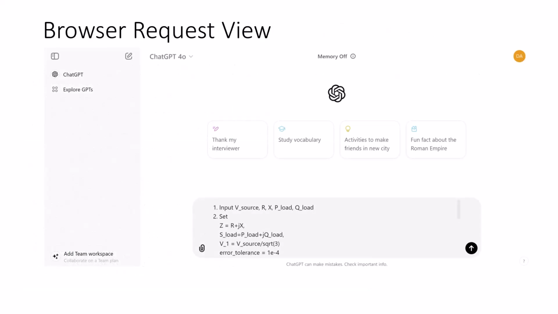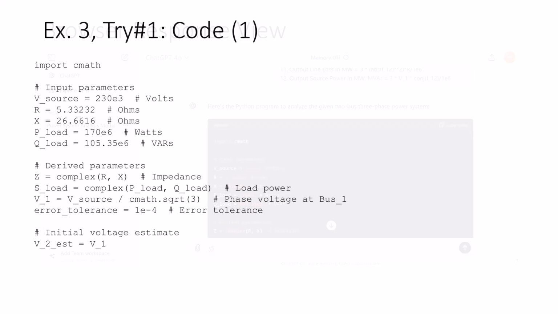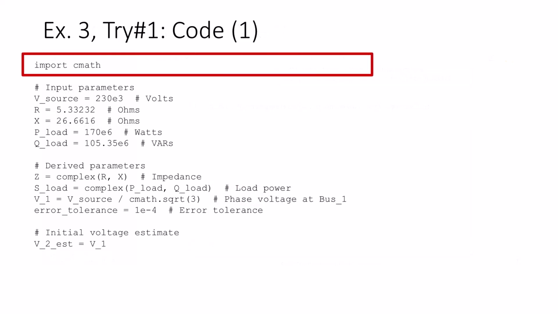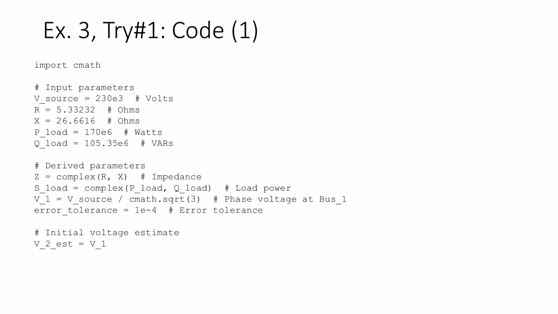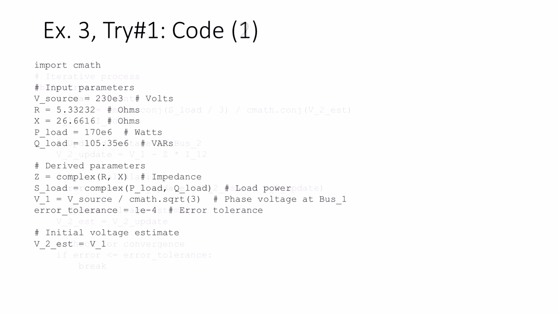So as before, we enter the request into ChatGPT using a new session and get the code in the same format as before. In this code, we use the Python CMath library for the square root function. What is convenient about providing the flowchart is that the variable names now all correspond to what we defined beforehand. This makes it easier to check our code.